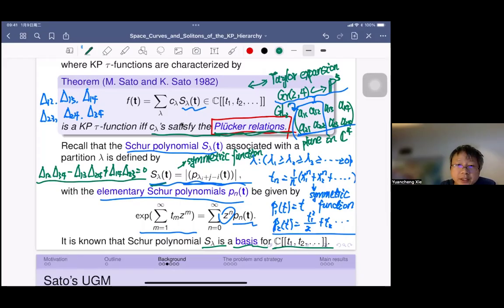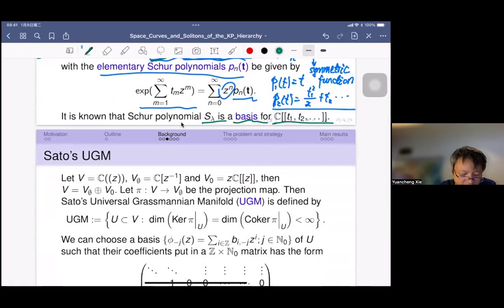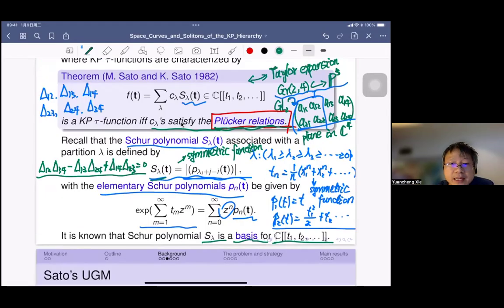Okay, so even now we have this, then we need to find some kind of coefficients that satisfy all these Plücker relations. And we know that the Plücker relations come from the embedding of a Grassmannian into projective space. So a natural place to find coefficients which satisfy all the Plücker relations is the Grassmannian.